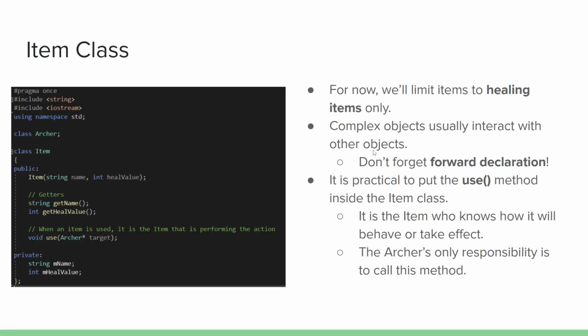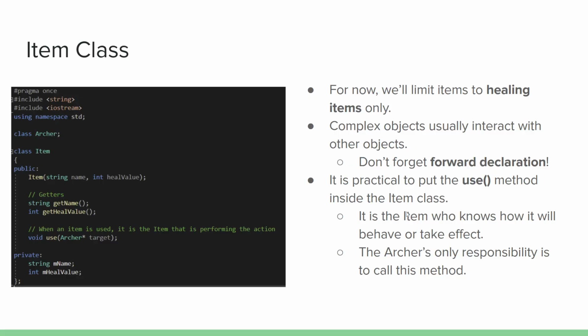Item class. Yeah, sure, we can do this also. Item class, for now, we just limit to healing. Complex objects usually interact with other objects. So you'll see here, yung item class natin would want to interact with the archer somehow. So that's why we have a use archer. And then a forward declaration here.